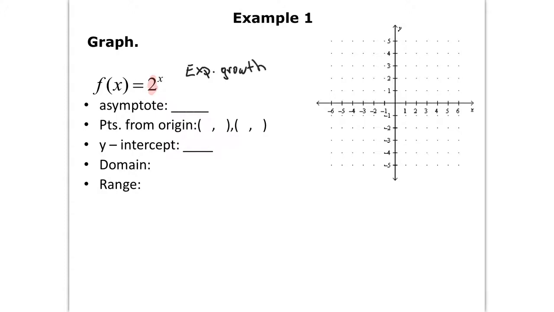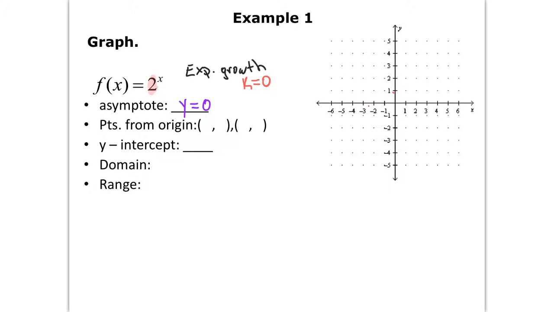My asymptote is the number at the end of the function, which is the k value. So here, after the x, notice there's no number, so we don't have a k value. That means k is 0, and I'm just going to write that down right here. K equals 0, so my asymptote is going to be y equals 0. That's your asymptote, y equals k, 0.